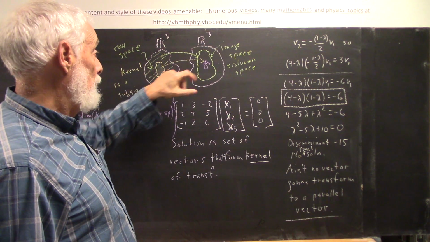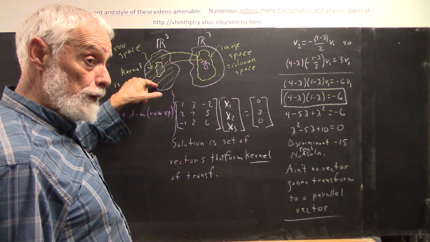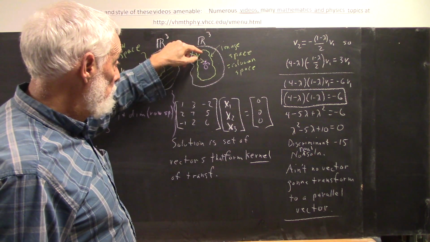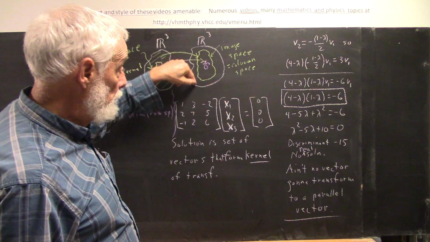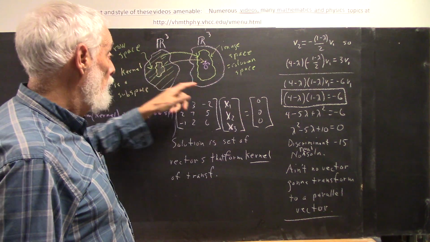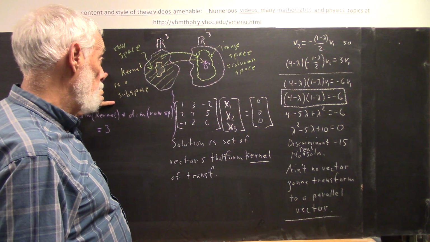Okay, now, it might be that every vector in R3 has a pre-image over here, a vector over here that maps onto it. But it might be that there are vectors over here outside of the image space that don't come from anything over here. Again, that's going to be the case if the kernel has dimension 1 or greater.